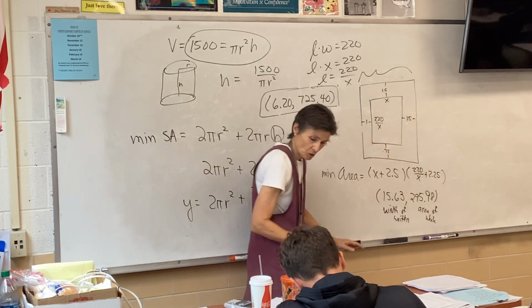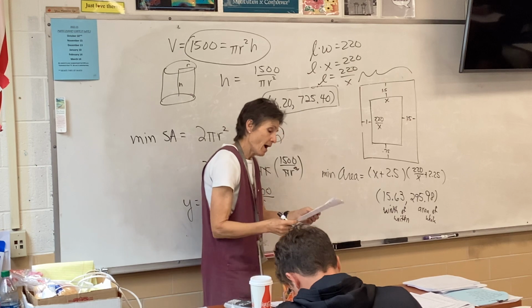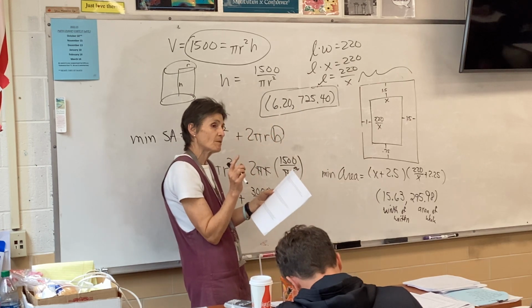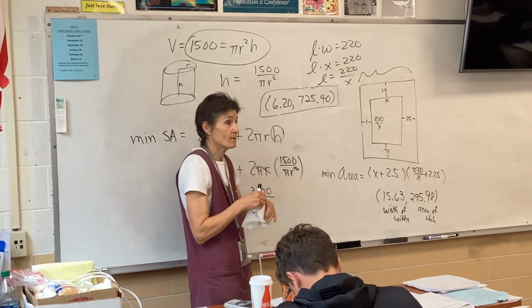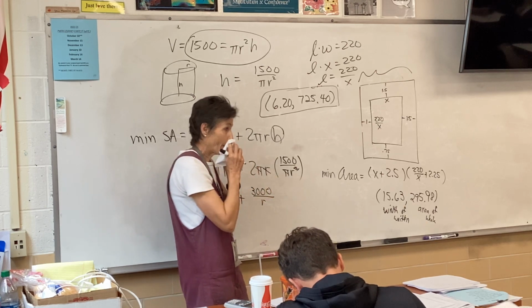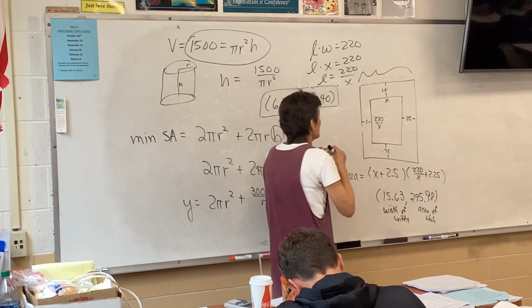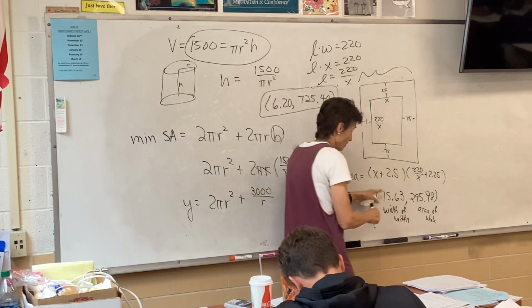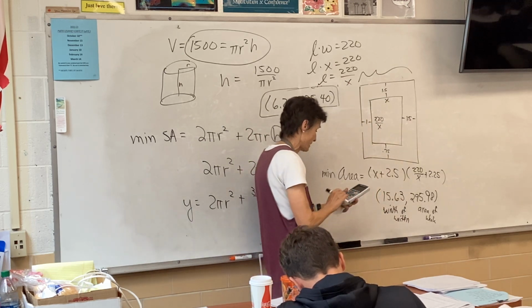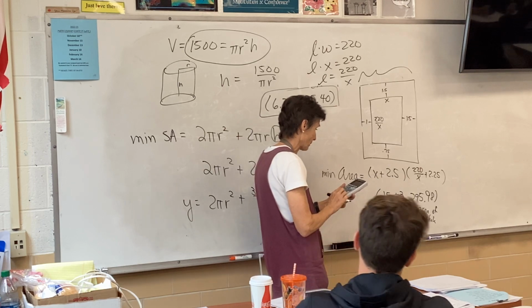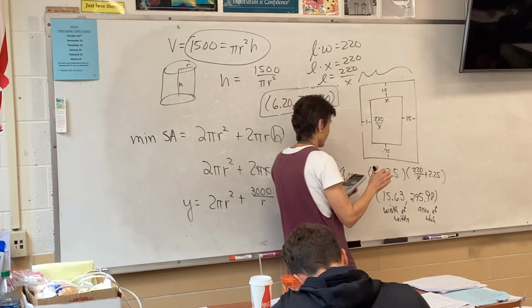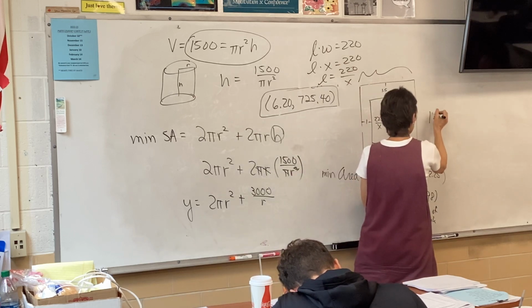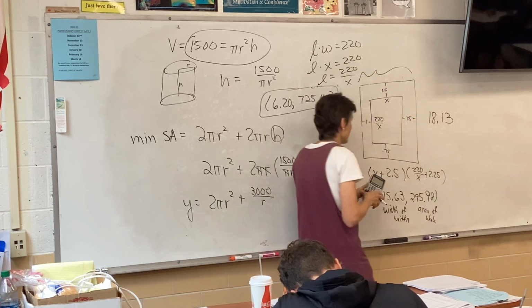So what does the question want? Find the dimensions of the paper. So basically I don't want either one of those numbers, right? I want the dimensions of the paper. So the dimensions of the paper are 15.63 plus 2.5. So 18.13 is one dimension of the paper.